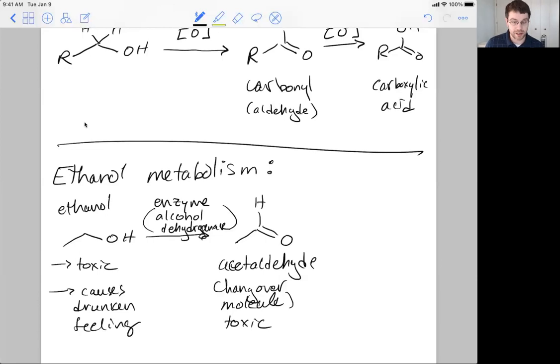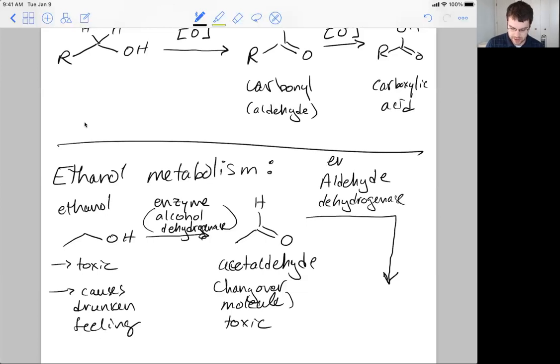Okay, so that's not good. But there's another enzyme that can come along, and that other enzyme is generally called an aldehyde dehydrogenase or an aldehyde oxidase. So this is like enzyme 2. These are separate catalysts. It's not one enzyme that's doing both jobs. Each oxidation step gets us closer to this molecule, acetic acid.